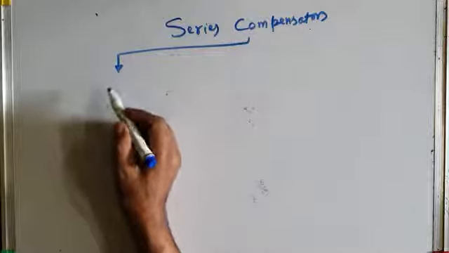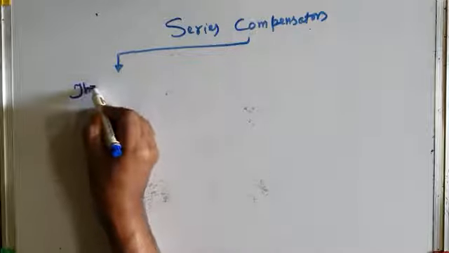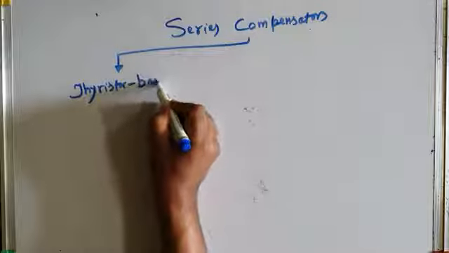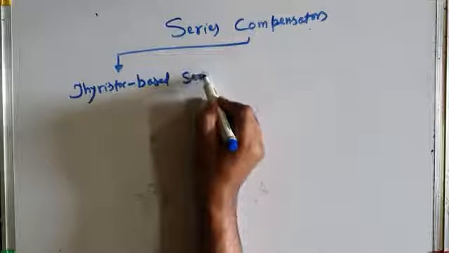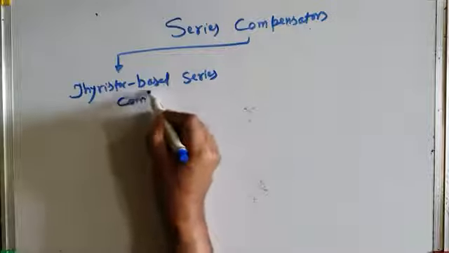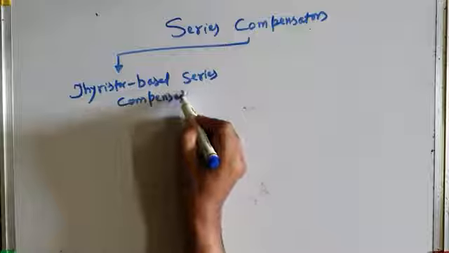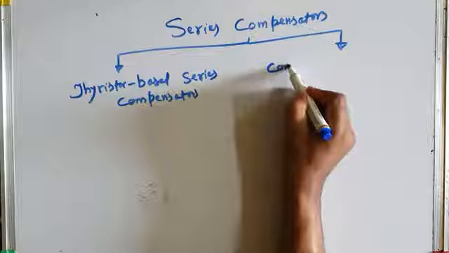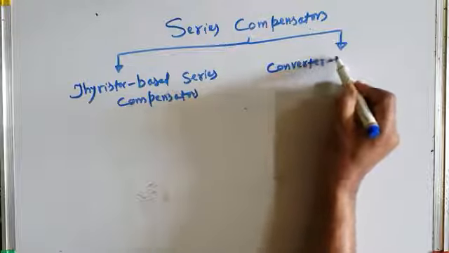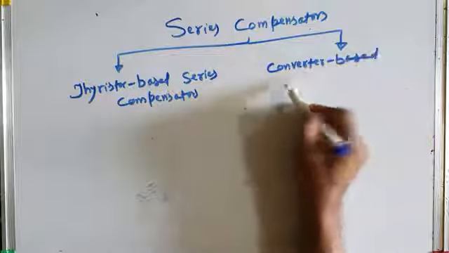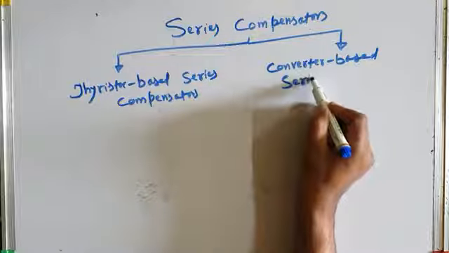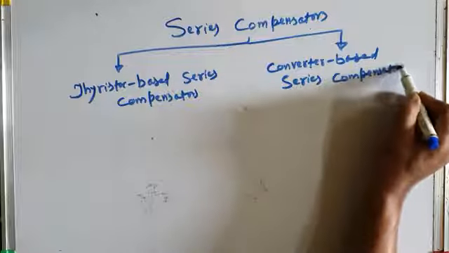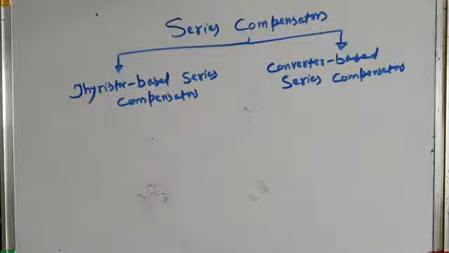For example, we have thyristor based series compensators. This is one category of series compensators. Another category is converter based series compensators. This classification is done in the same way as we have done in case of shunt compensators.